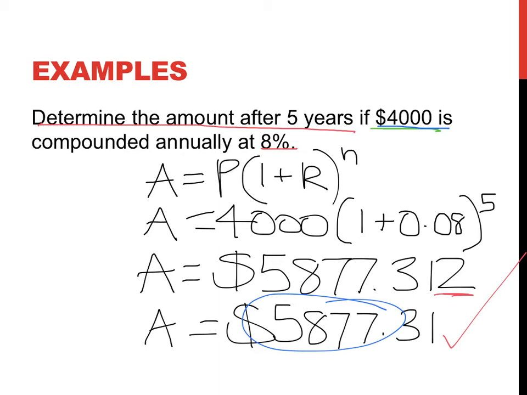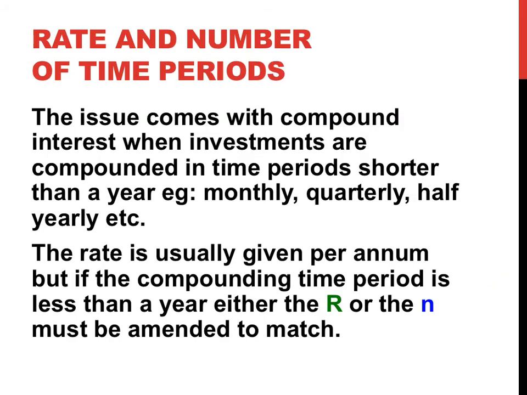Why are you going to be wrong? Because your initial investment or your principal was more than that. If you get an answer of $50,000, you're also probably going to be wrong because that's an exorbitantly large amount of money. The problem that you all have with compounding interest is the rate and the number of time periods.